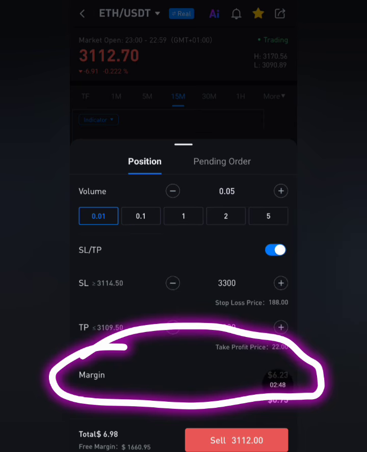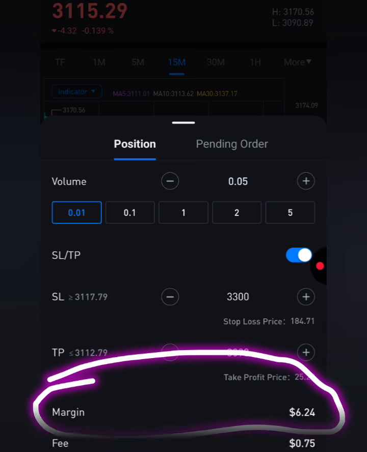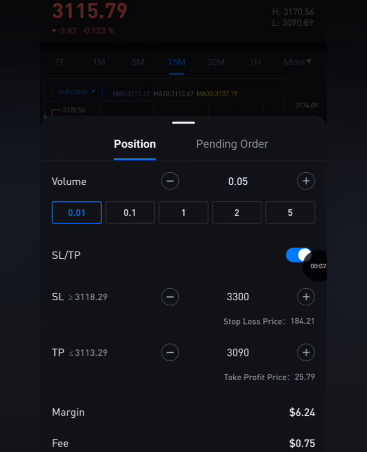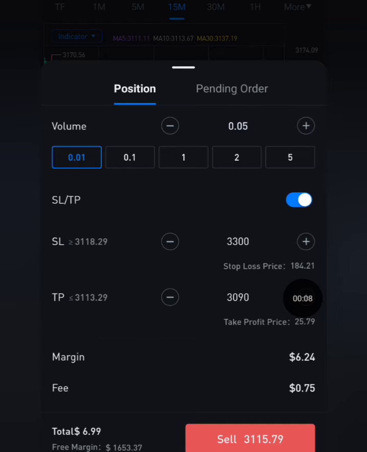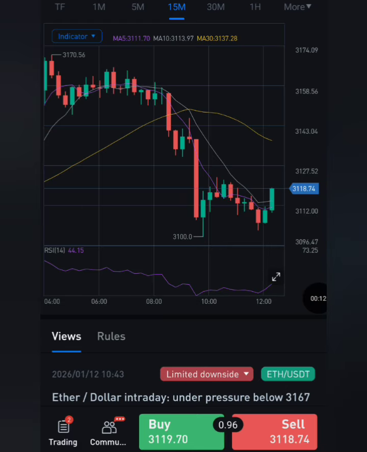Then we have the margin right here. Now, the margin basically means the portion from your funds that the broker, which is the BTC Dana in this case, keeps aside from your account balance to actually keep the trade open, okay? So with this margin, we're okay with this, okay? So this is the fee. So right now, I'm going to click on the sell button and the order is successful, okay?